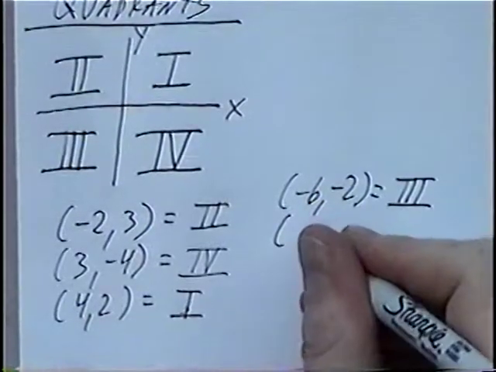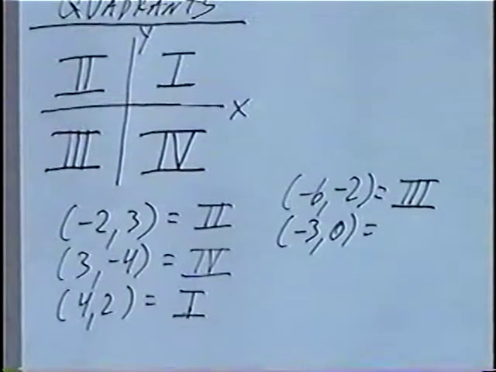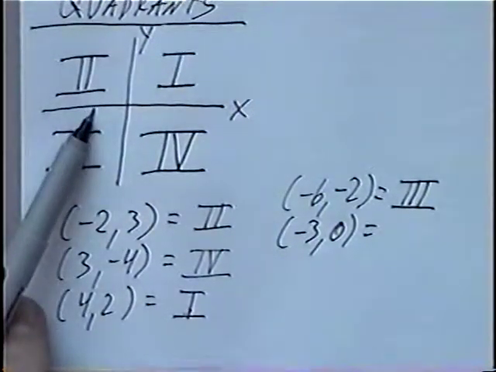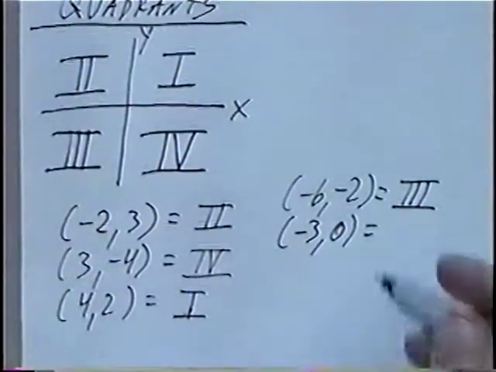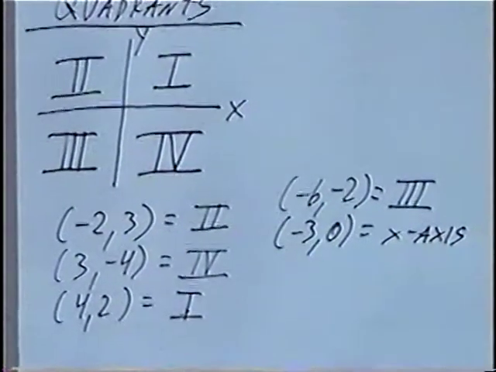And the next point, -3, 0. -3 would be on the x-axis to the left. 0 for y means it's not quadrant 2 or quadrant 3. It's on the x-axis. So the answer to this would be x-axis.